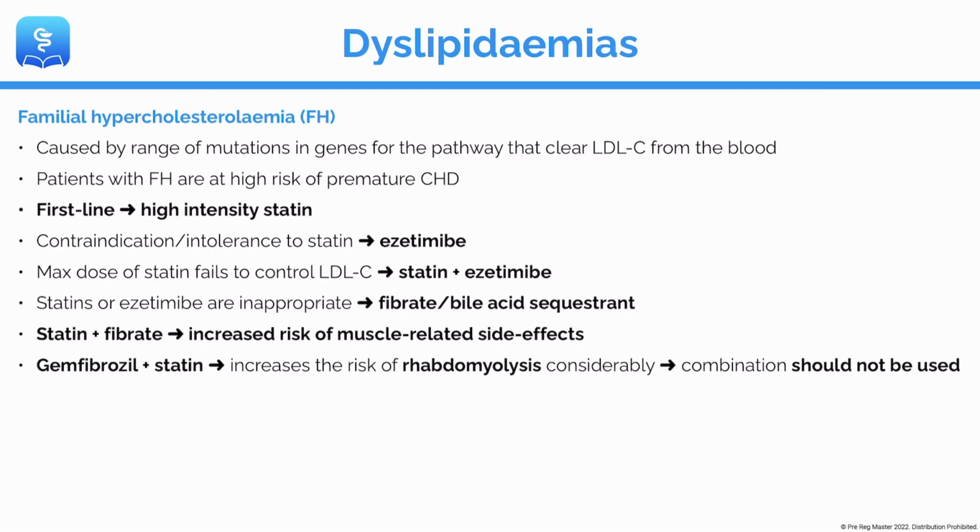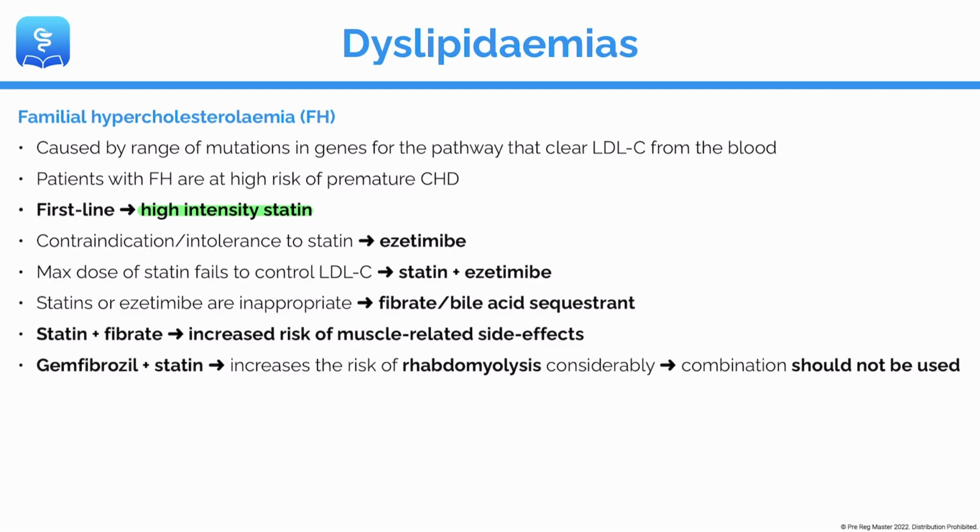Familial hypercholesterolemia is caused by a range of mutations in genes for the pathway that clear low-density lipoprotein cholesterol from the blood. Patients with familial hypercholesterolemia are at high risk of premature coronary heart disease. In all patients with familial hypercholesterolemia, a high-intensity statin, defined as the dose at which a reduction in LDL cholesterol of greater than 40% is achieved, is recommended as first-line therapy.